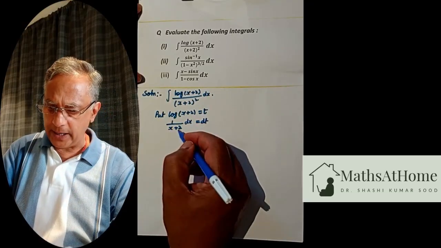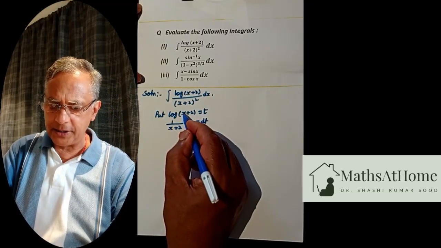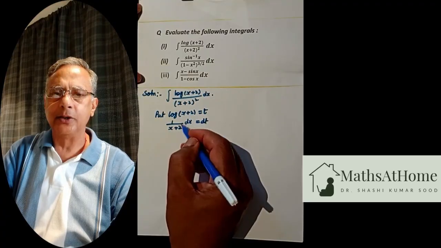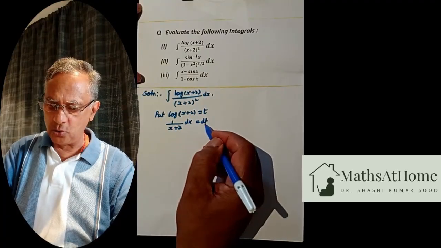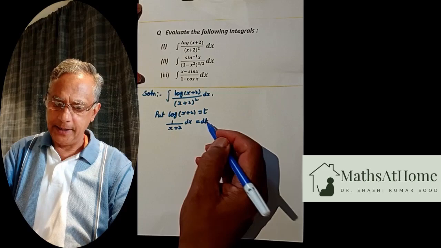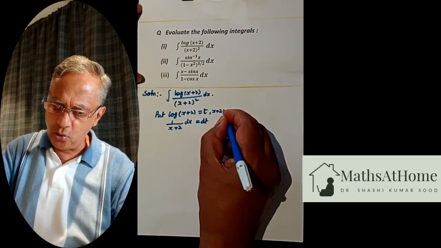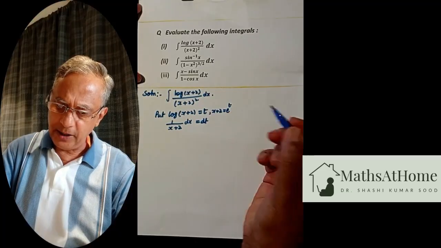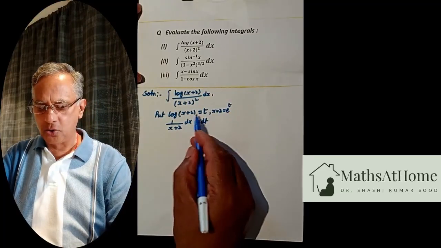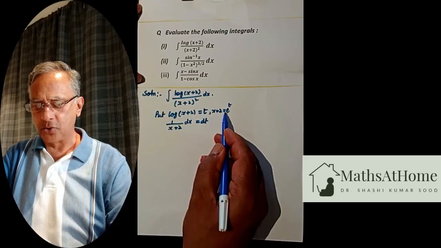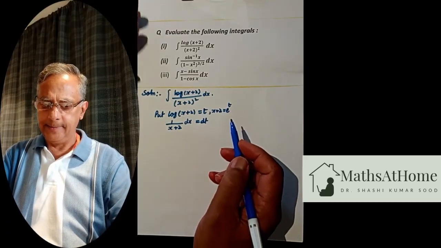Differential of this is 1 over x plus 2, and differential of inner function is, differential of this is 1 and this is 0. So 1 over x plus 2 dx is dt. And this implies x plus 2 is equal to e to the power of t. Log of x plus 2 is t. This implies x plus 2 is e to the power of t.